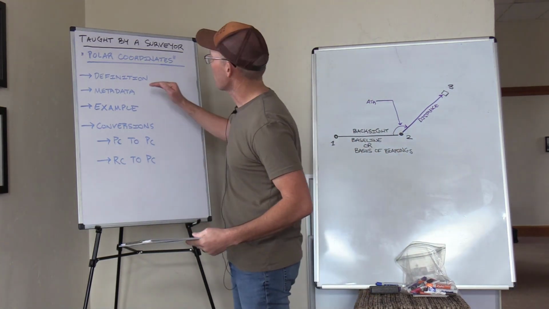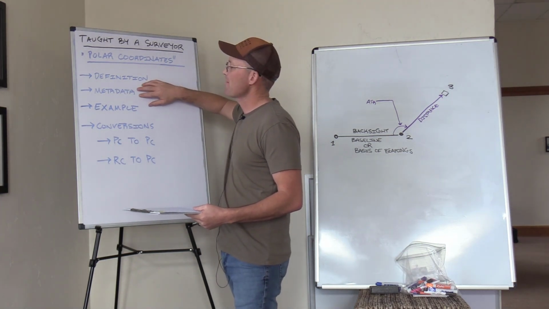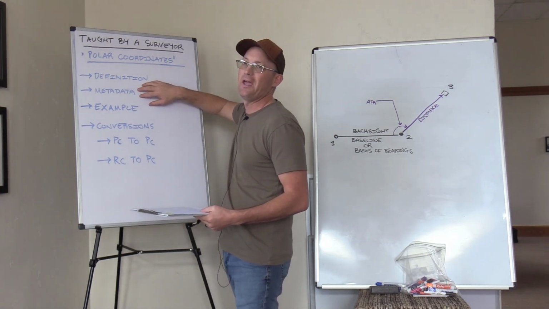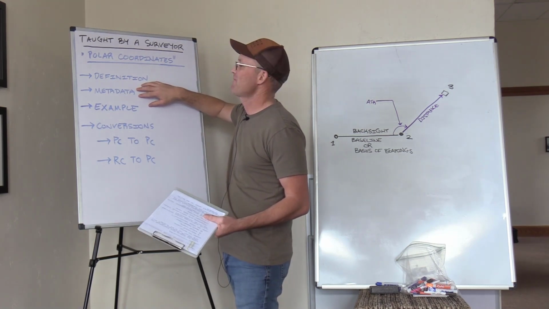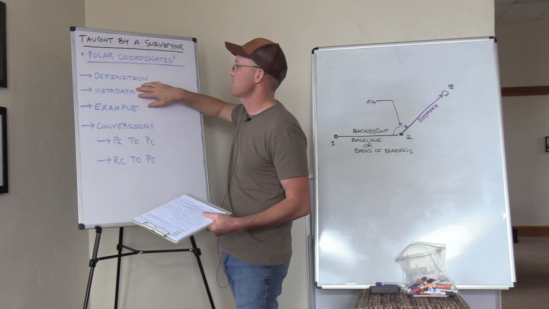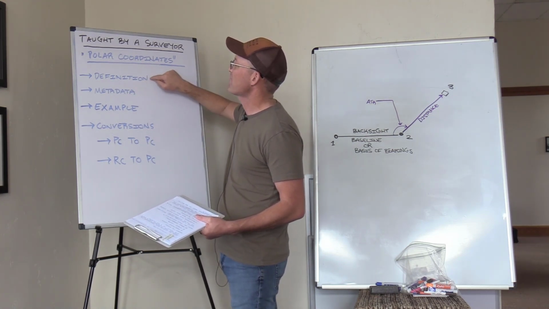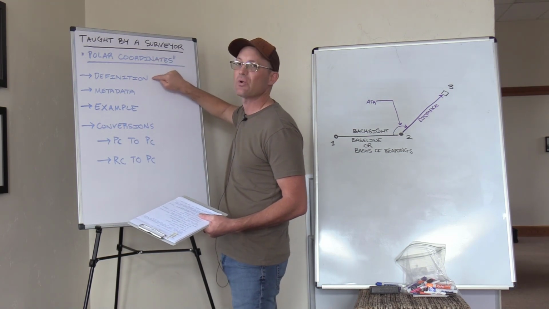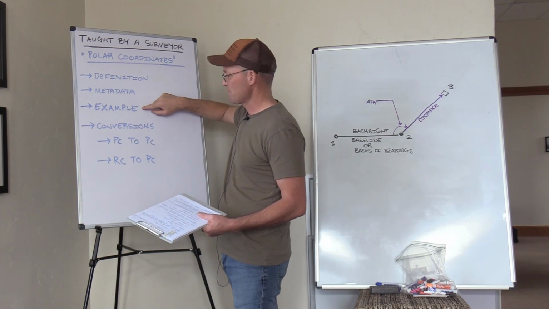So in this video, we're going to define polar coordinates. What does that mean? We're going to talk about some metadata. Now, what is metadata? Metadata is data about data. That's not very helpful, right? That sounds like something the Terminator would say. Metadata means we're going to talk about some information you have to have about your polar coordinates to use them correctly. I'm going to give you an example of polar coordinates.